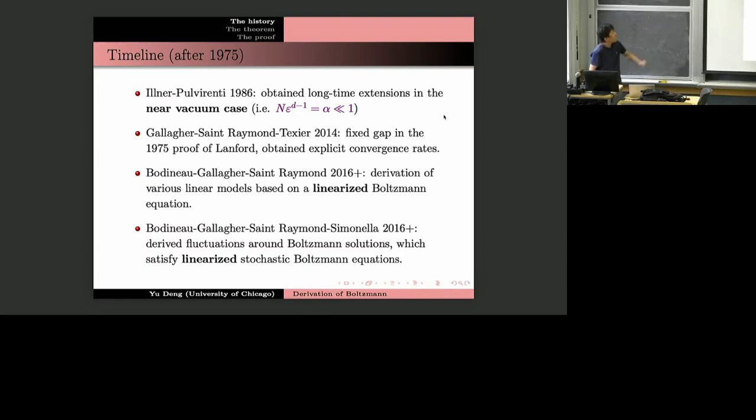Subsequently, in the last 10 years, there has been a lot of activity in this field due to the work of Bodineau, Gallagher, Saint-Raymond, Simonella, Texier, and the collaboration of all these people. They investigated a lot of problems, including this 2014 book where they revisited Lanford's proof, made it rigorous, and attained explicit convergence rates. And there is a sequence of works in the last 10 years concerning derivation of various linear models, the linearized Boltzmann equation, and the fluctuations around the Boltzmann equation for such a small time, and so on. There are lots of works. I cannot describe them all, but let me just say there has been a lot of activity in this field in recent years.